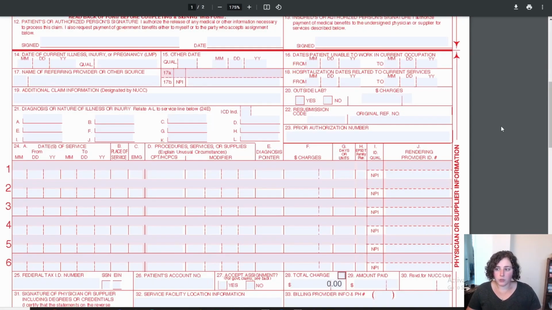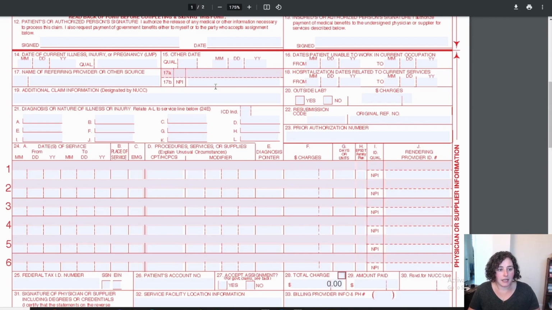Now, items 14 through 33 are physician or supplier information. So this section in particular is where there's going to be some information that does not apply to dietetics. Like the current illness, pregnancy, other date, hospitalization dates, current occupation. So like 14, 15, 16, 18, none of those really apply to what you might be doing as a private practice dietitian. Now, what would be important is 17 and 17B.